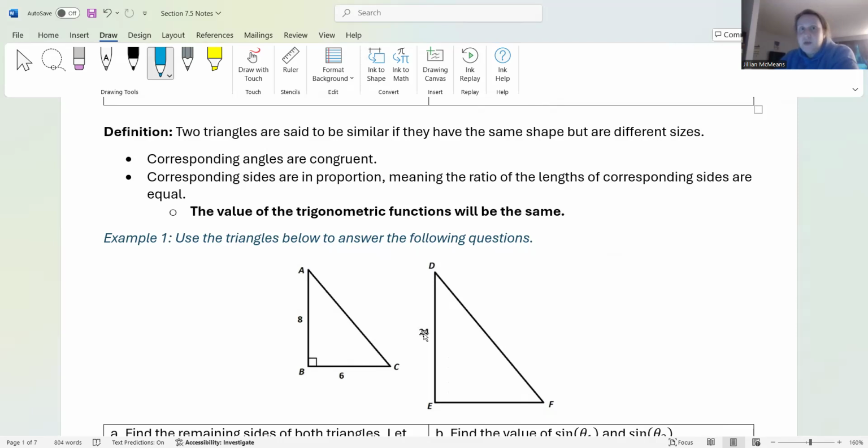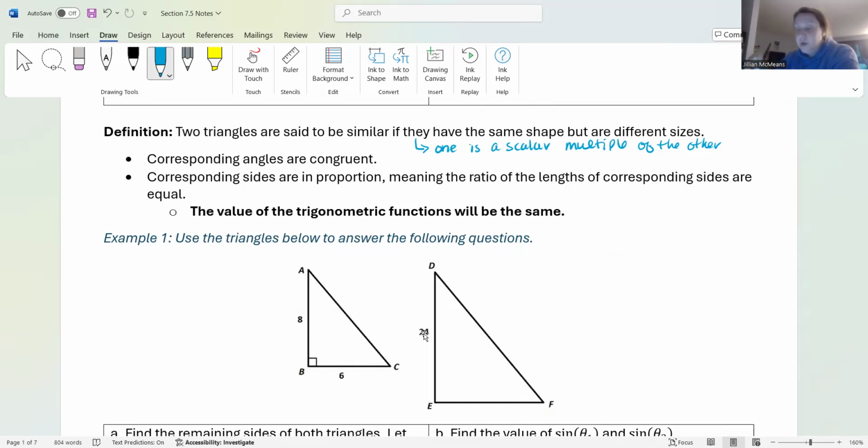So definition, it says two triangles are said to be similar if they have the same shape. That's important. They have to be the exact same shape. They're just different sizes. So one is a scalar multiple of the other. Meaning, if we took the lengths of the sides of one triangle and multiplied them by the same whole number or the same natural number, we would get the lengths of the sides for the other triangle.